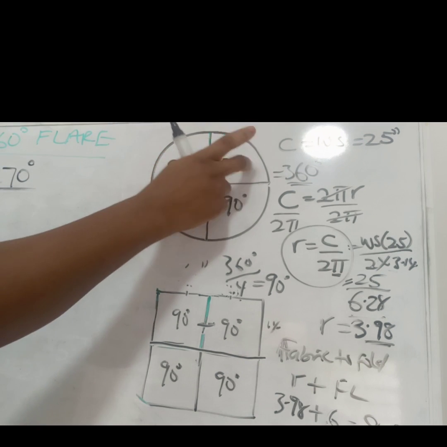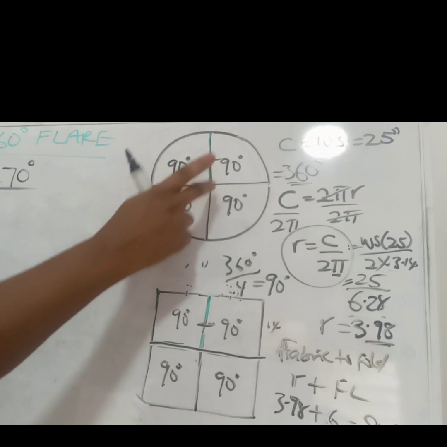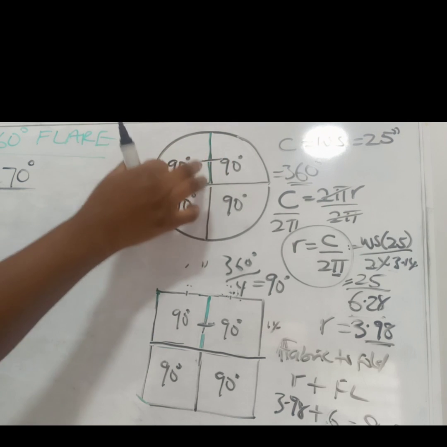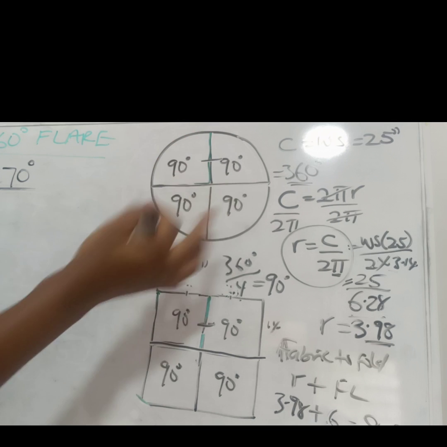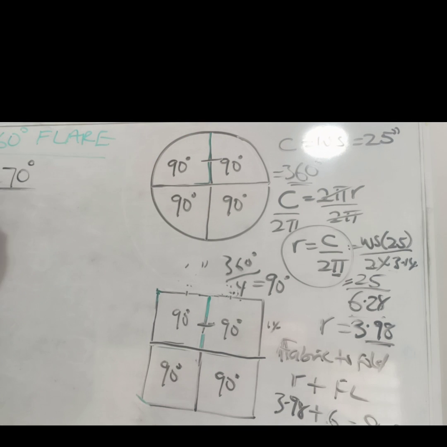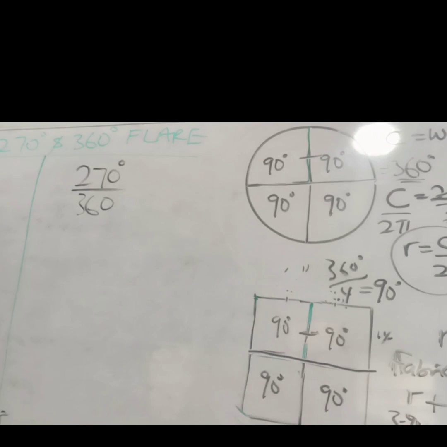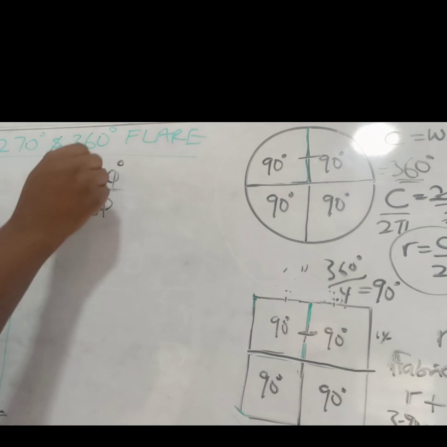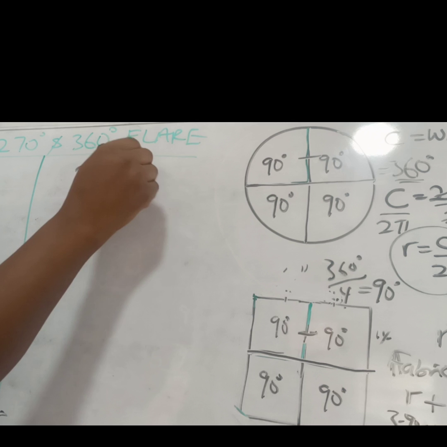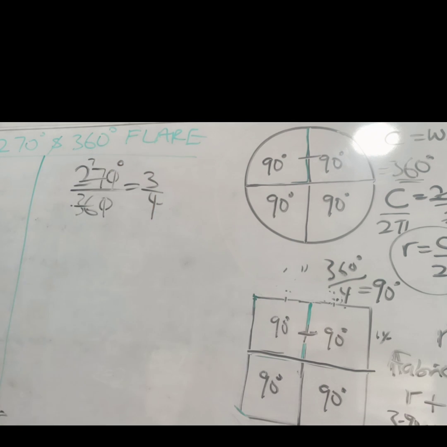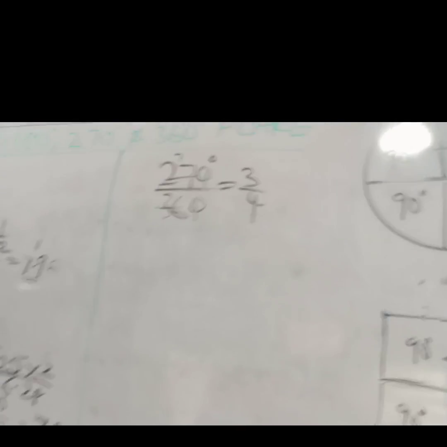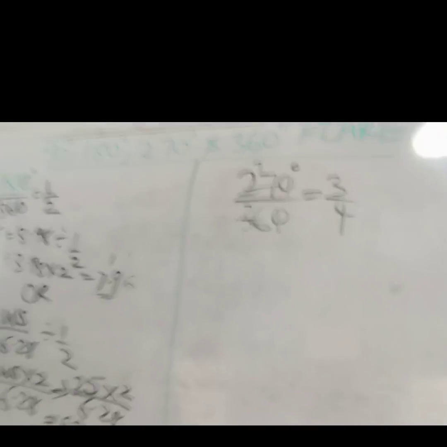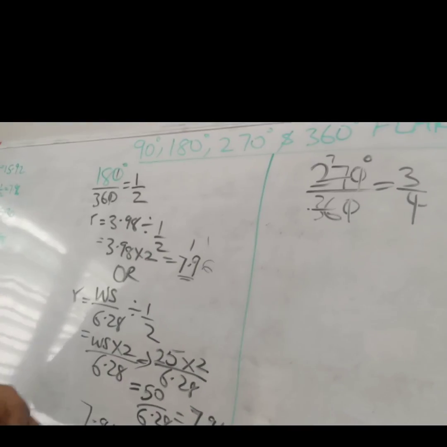We now have 1, 2, 3. Okay. So 1, 2, 3, that is 3 over 4. So 270 over 360. If you divide by 9, here is 3, here is 4, so I have 3 over 4. So still applying it to our calculation. How do you calculate it?